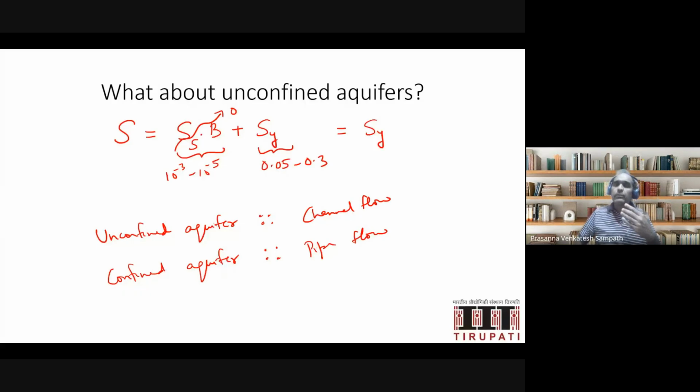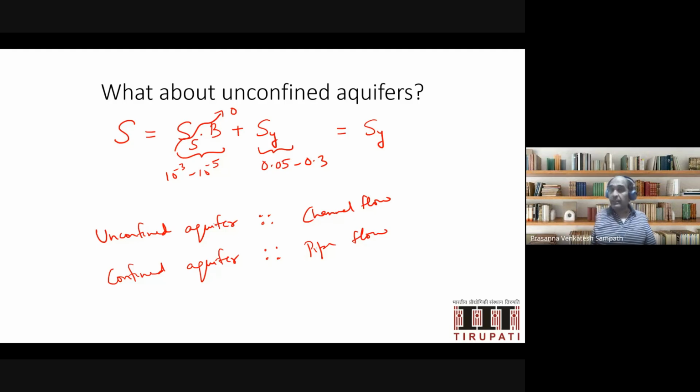The pressure does not propagate so rapidly through the unconfined aquifer. So the analogous way of thinking about this is in a confined aquifer, if I pump here, the impact of pumping will be felt over a large area, over a long distance, very quickly. In an unconfined aquifer, the impact is felt only very nearby. The impact of pumping is not felt very far away. Okay, so that's the exact analogy that you can give for channel flow versus pipe flow.